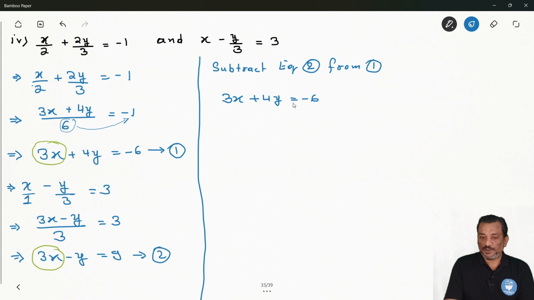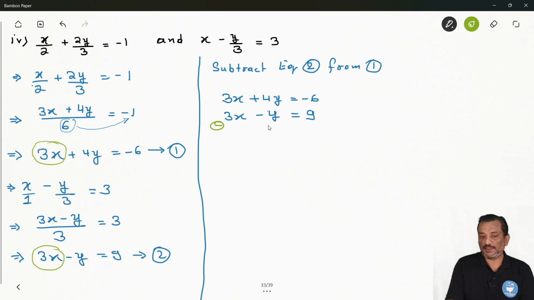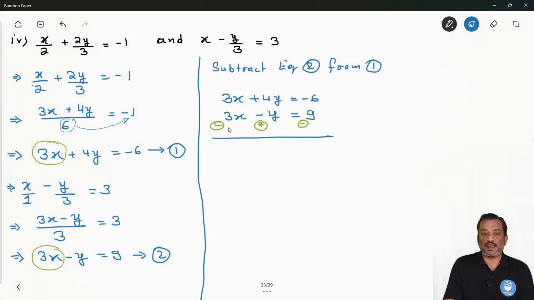Now we can say this is your equation 1. Now what you have in equation 2? So 3x minus y is equal to 9. Okay, now we can change the sign. So we can say this is, because it is subtracting, so minus plus minus. Okay, now we will subtract, easy way. So we will say 3x minus 3x becomes 0 and plus 4y and plus y, so you will get how much? Plus 5y. Now minus 6 and minus 9.